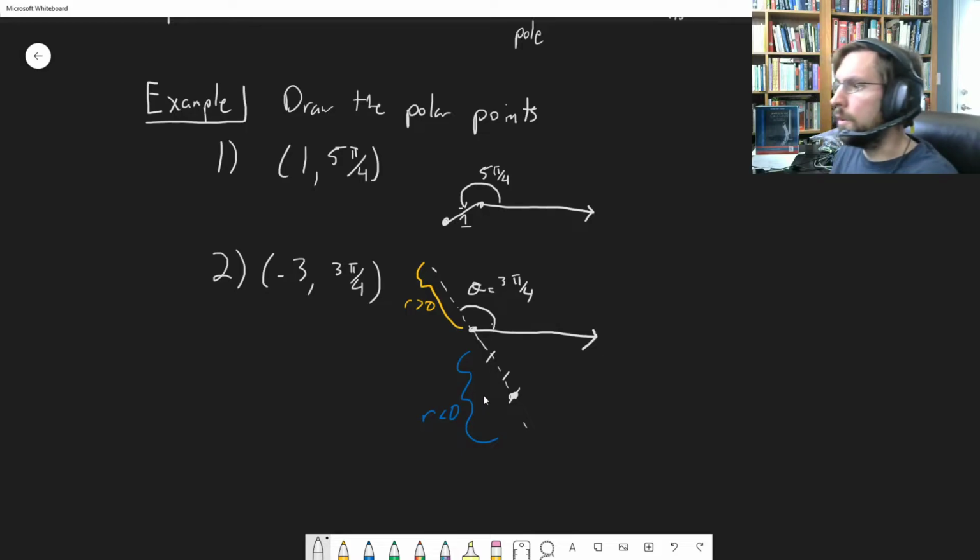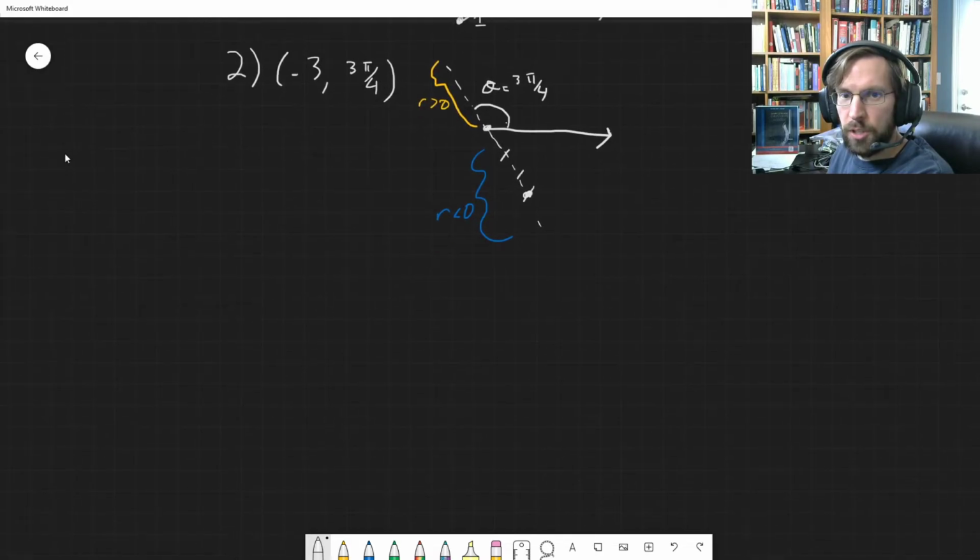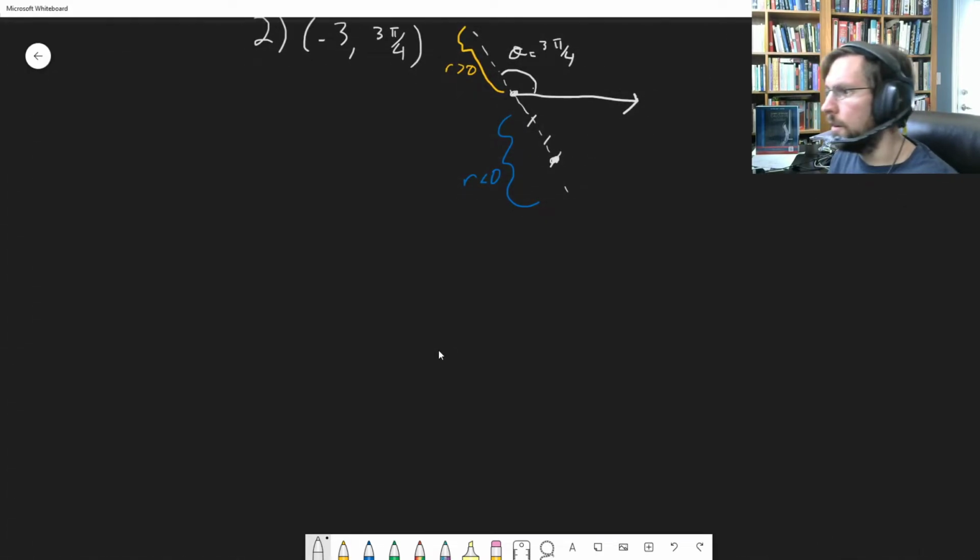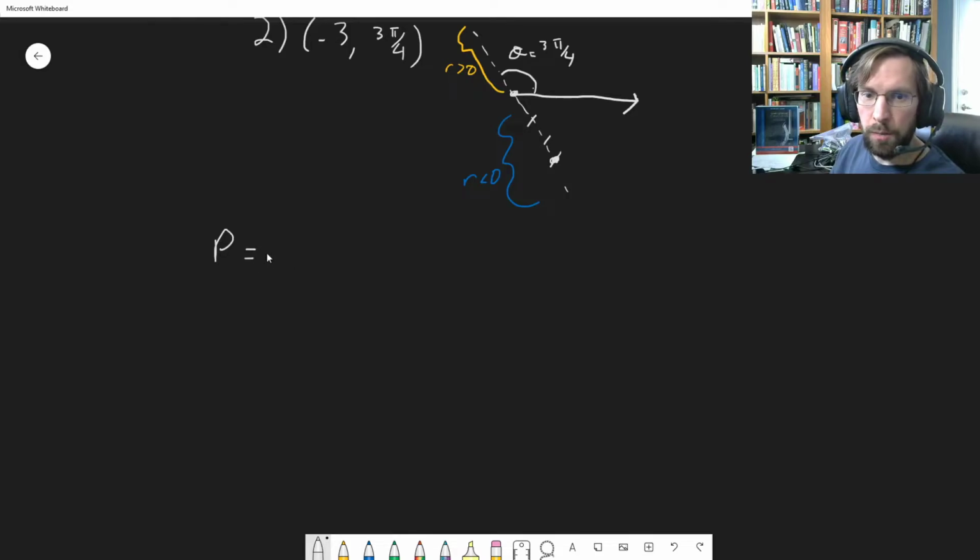Okay, so this alludes to another challenging aspect of polar coordinates, and that's that a point P written as r theta is not a unique representation of the point P.